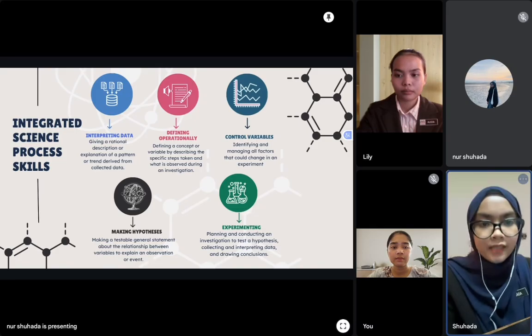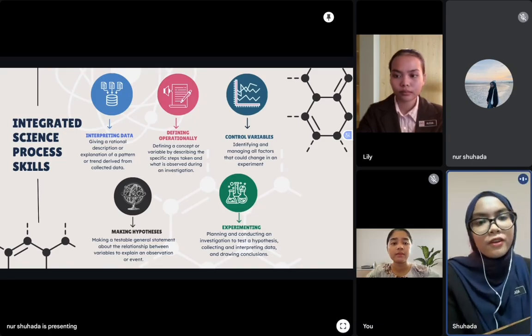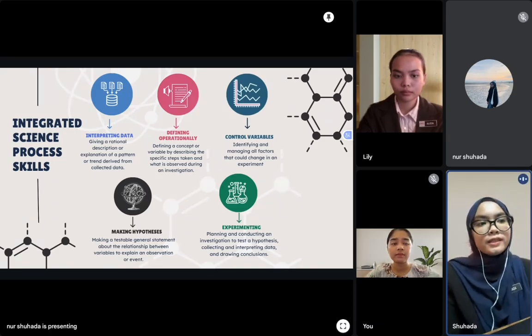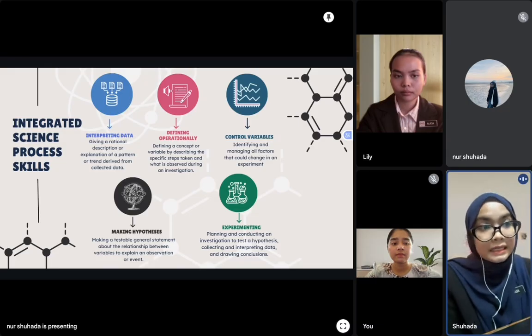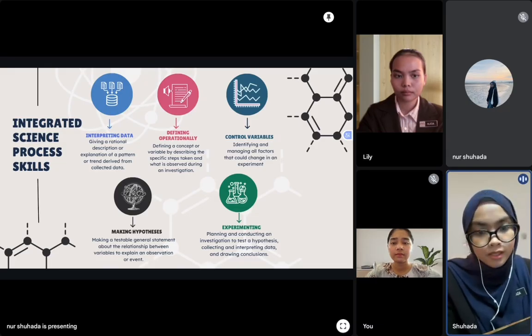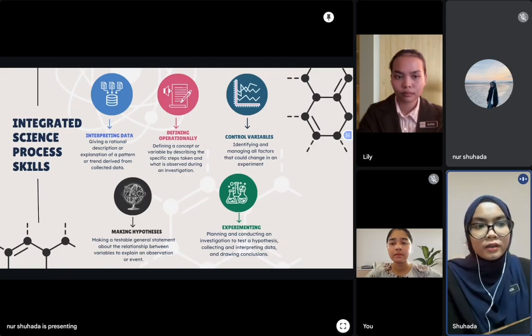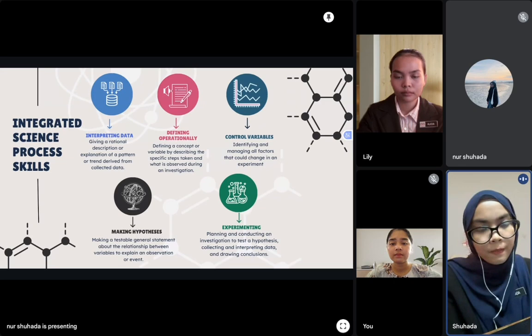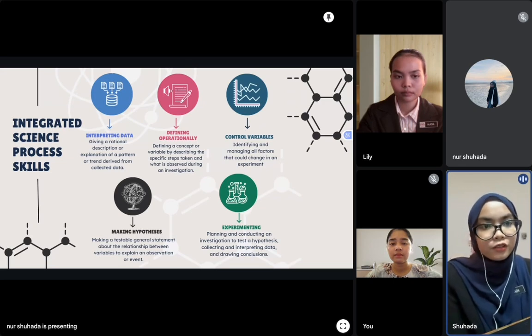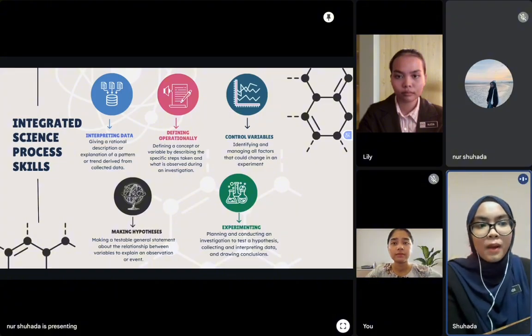Next, integrated science process skills have 5 terms. First, interpreting data. These include collecting information or data, organizing them, and finding patterns or relationships to arrive at a conclusion. And organized data use graphs like bar graph, line graph, and pie graph.